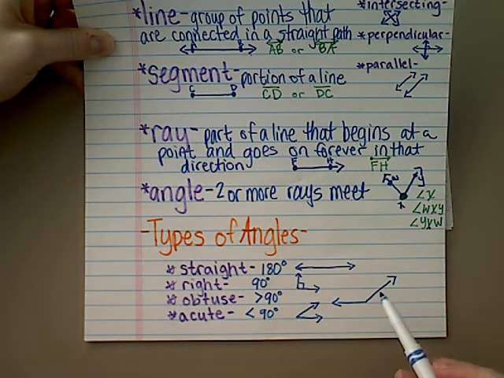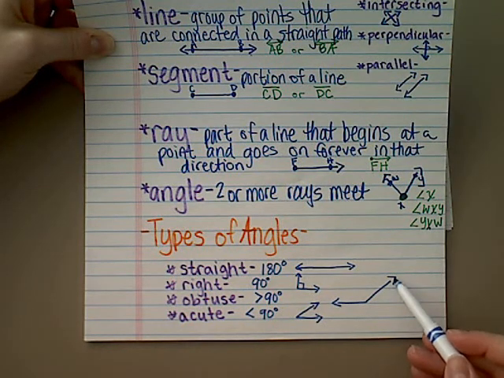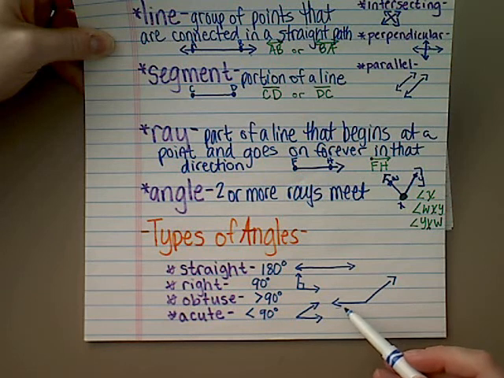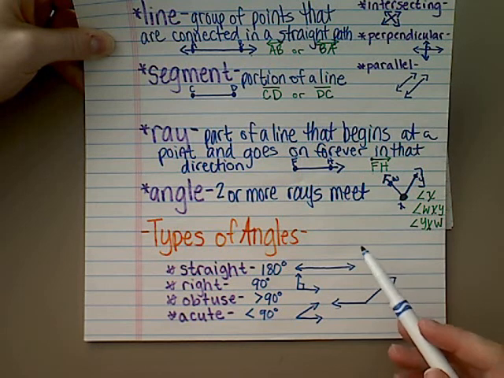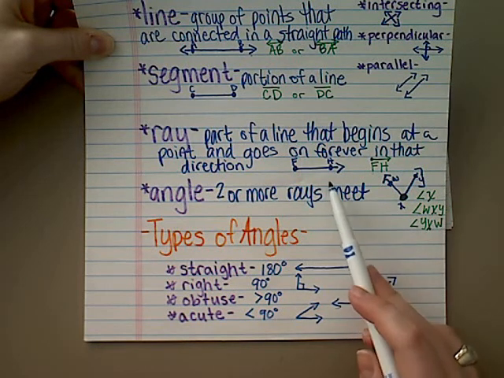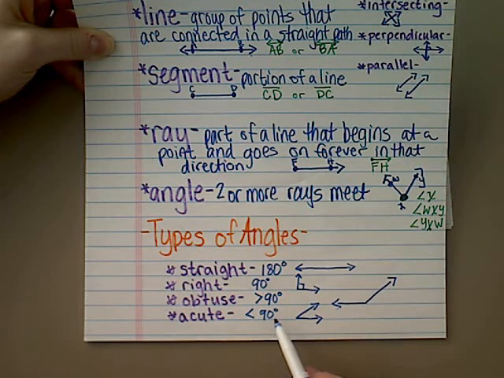So what's important when we are drawing our angles is that we have the arrows at the ends, since they are created with rays, and rays go on forever in that one direction. And when we are showing the measurement for an angle, it is important that we use the degree symbol as well.